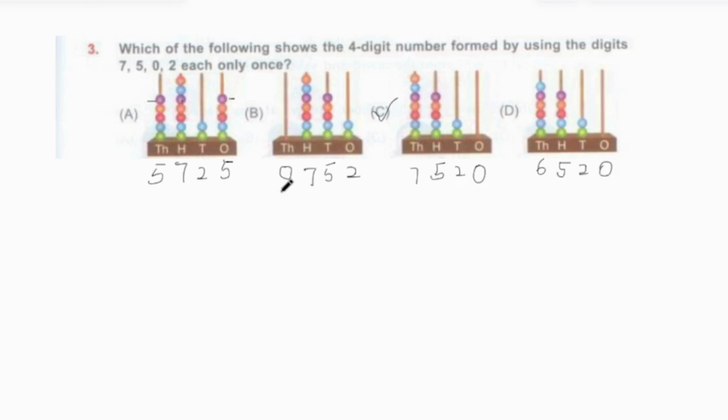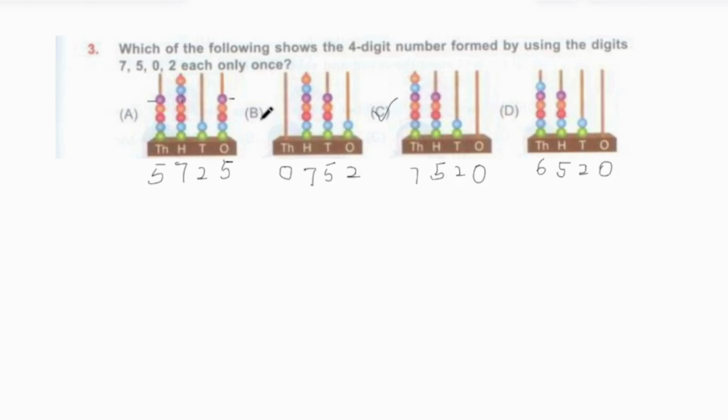So the elegant solution for this is to remember the beads, and without even writing, you can find out. In option A, as it says each only once, which means it should not be repeating, but you have 2 5s, so you can eliminate option A.